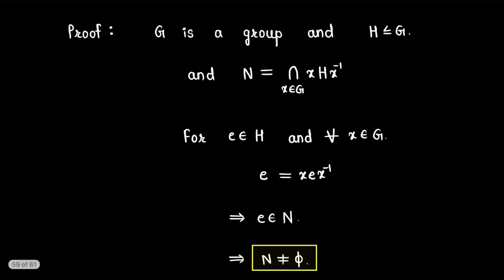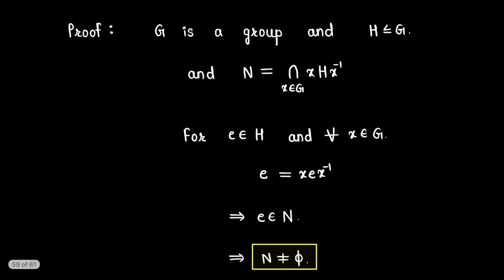Now observe that as H is a subgroup of G, the identity element e will be a member of H, and for all elements x in G we can write e as x e x inverse. So from this we can conclude that e will be an element of N. Thus N is a non-empty subset of G.